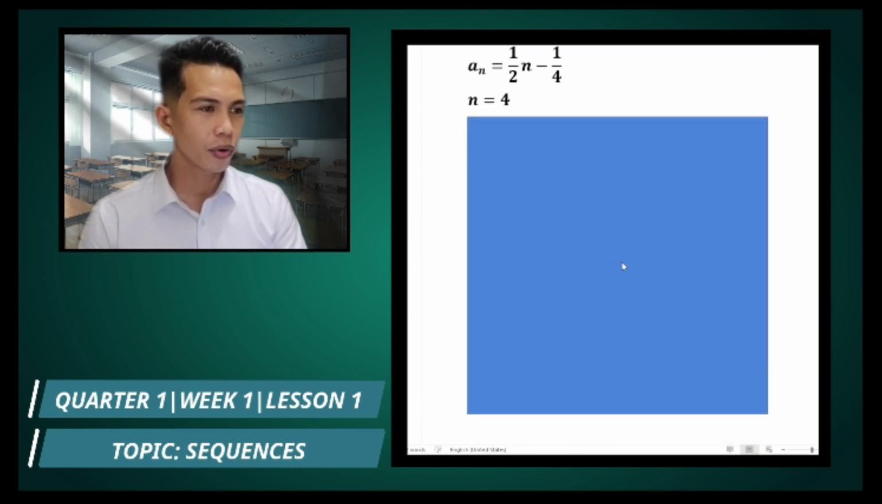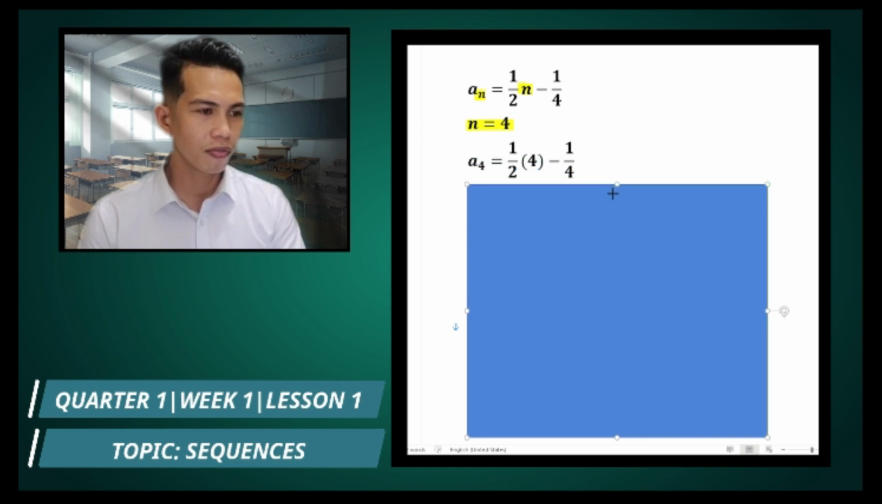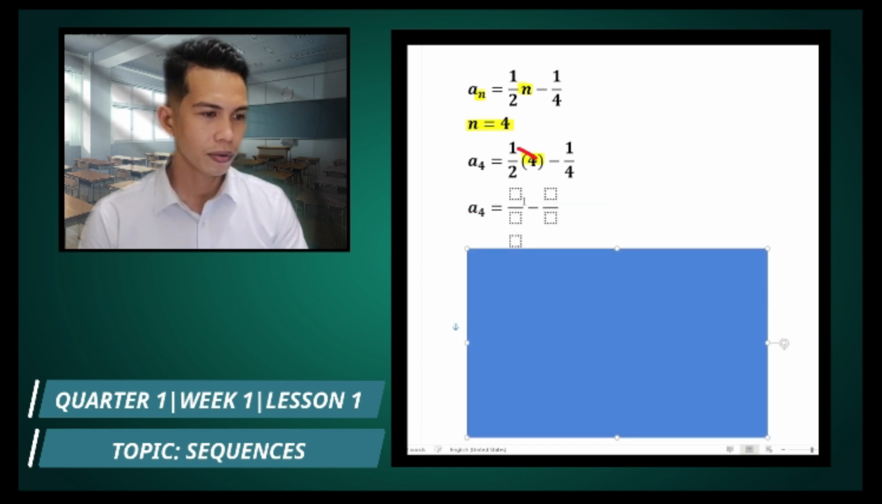Moving on with our fourth term. Let n equal to 4. Substitute all the variables n to 4. We will have a sub 4 equal to 1/2 times 4 minus 1 over 4. And then we are going to multiply 4 to the numerator 1. We will have 4. And then just copy the denominator 2 minus 1 over 4.